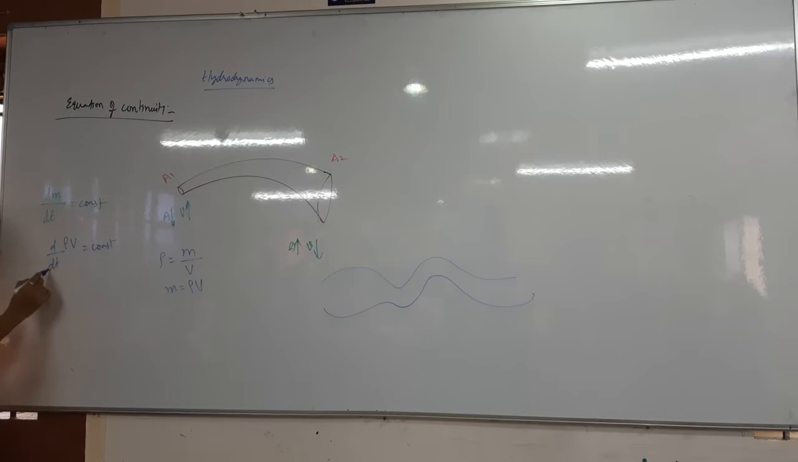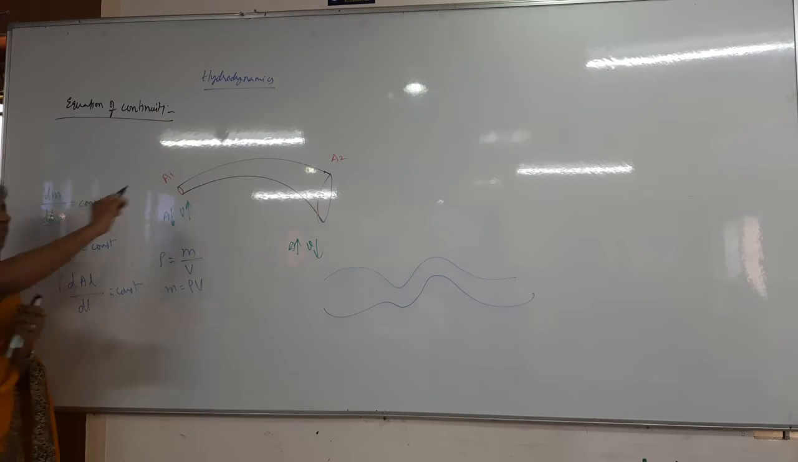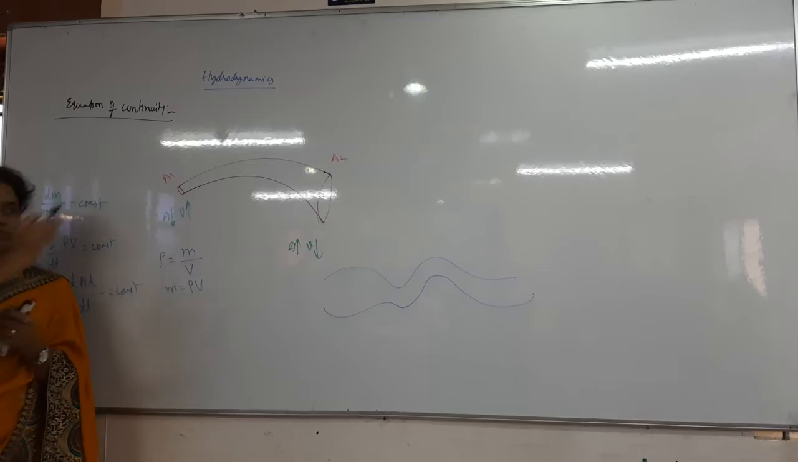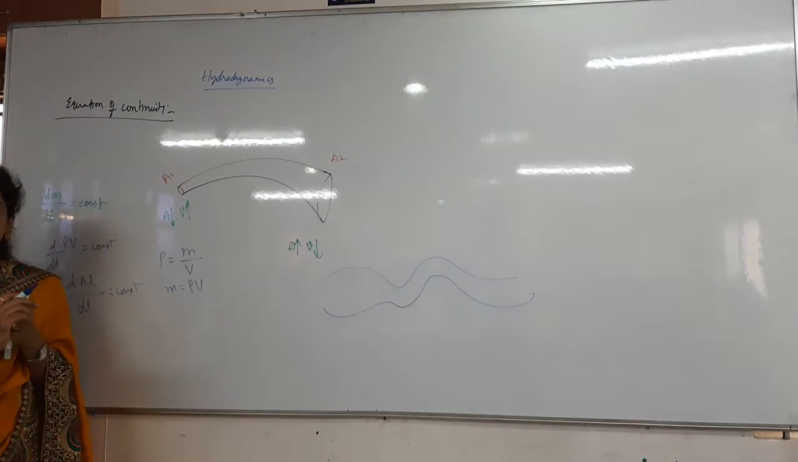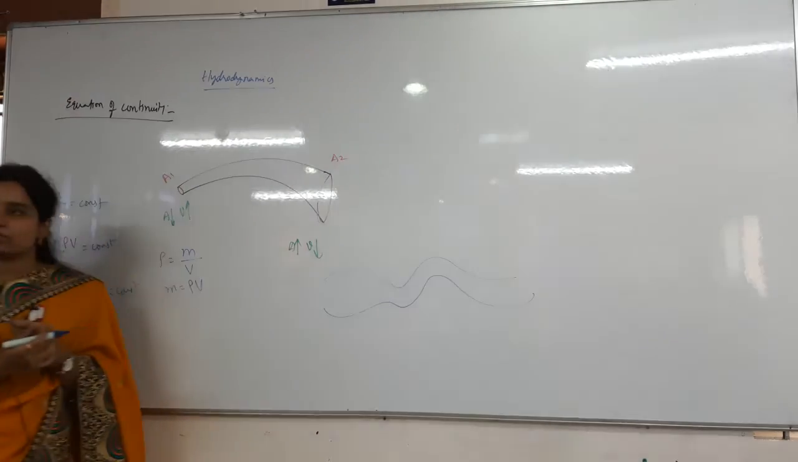So d by dt of rho into v is constant. Rho is density, which is constant, however it is incompressible flow only. And then in the place of volume, what can I write? Area of the pipe into the length of the pipe, how much it is flowing. So rho into d by dt of A into l is equal to constant. Again, the area of the pipe at one cross section will be constant. At this cross section the area is A1, at this cross section the area is A2.